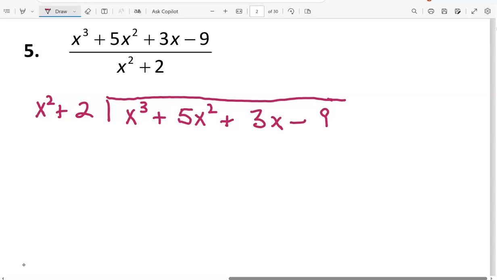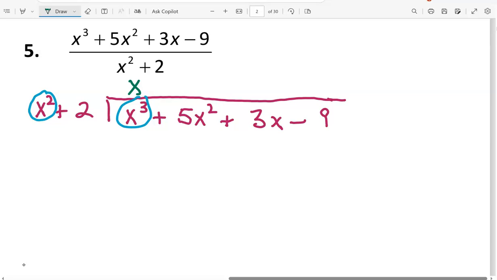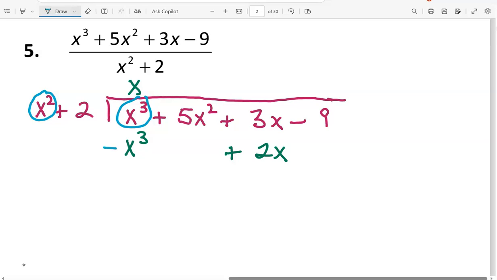So first step is the first term of the dividend divided by the first term of the divisor. X cubed divided by x squared is x. Now we're going to take that result, x, and multiply it by x squared plus 2. That gives us x cubed plus 2x. But wait a minute, I don't want to put that 2x there. I want to put the 2x underneath its like term. That's the thing we're going to have to be careful about if we don't use that 0 placeholder in the divisor. All right, so I'm going to change the signs of that product that I just wrote.